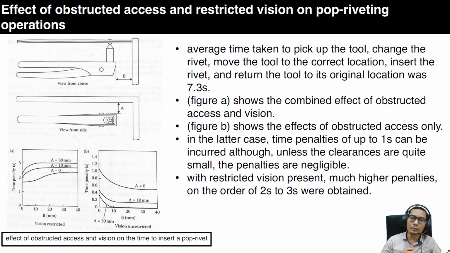This shows when your operator faces obstructions both in the access and also the vision, the time penalty given for this situation, while figure B shows the time penalty given for the effects of obstructed access only. In the latter case, time penalties of up to 1 second can be incurred, although unless the clearances are quite small, the penalties are negligible. With restricted vision present, much higher penalties on the order of 2 to 3 seconds were obtained.